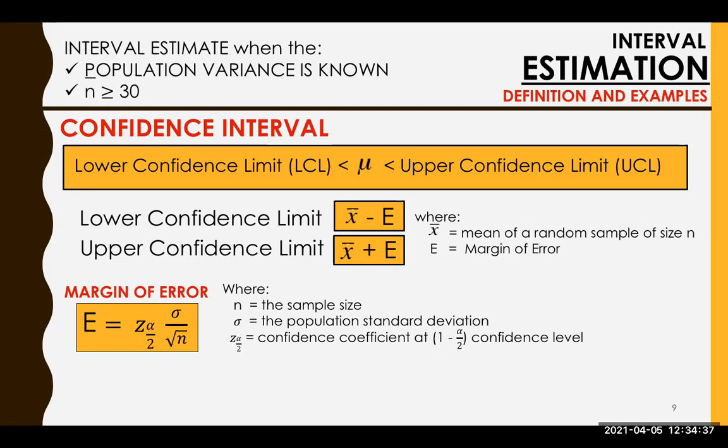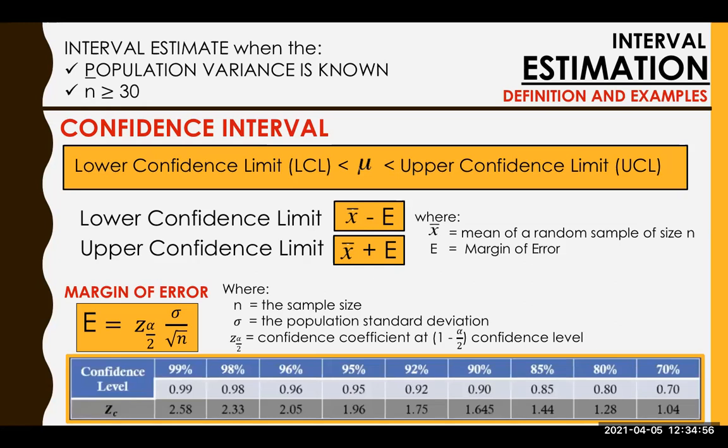But the next question is, how can we know which confidence coefficient is to be used to solve for the margin of error? We will be using different confidence coefficients. It depends on the value of the confidence level. If the confidence level is 99%, its confidence coefficient is 2.58. For 95%, it's 1.96, and for 90%, it's 1.645. Okay?